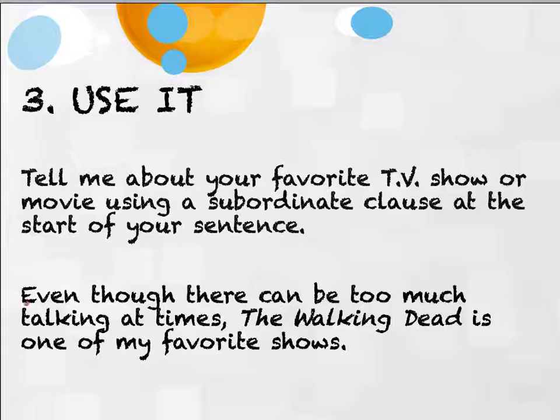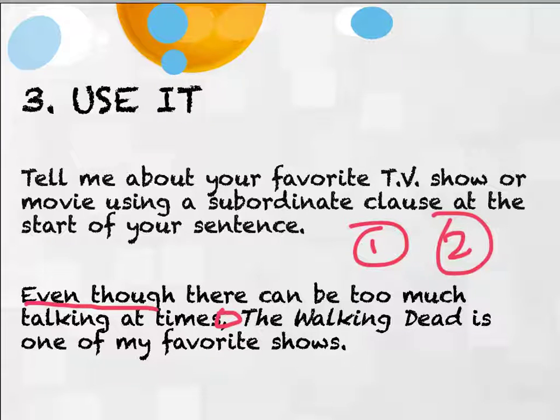I started with even though. Even though, so that's rule number 1, there can be too much talking at times. Rule number 2, it's followed by a comma. Now we got to check rule number 3 that this completes my idea. So even though there can be too much talking at times, The Walking Dead is one of my favorite shows. That does complete the idea. I followed all 3 rules.